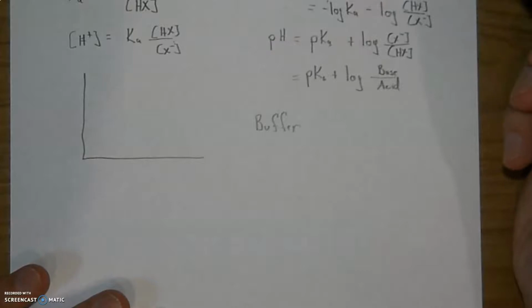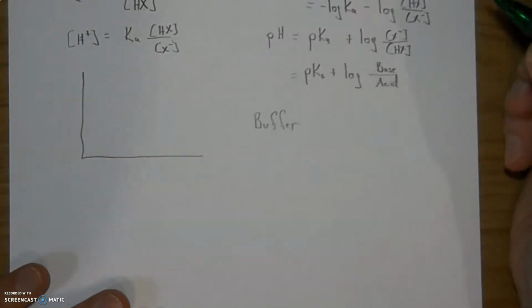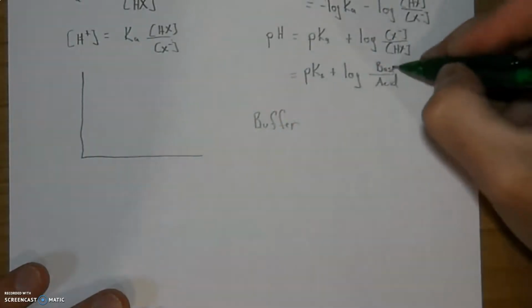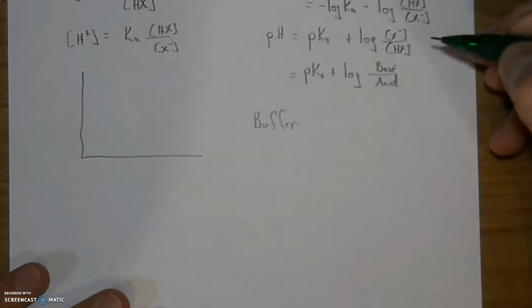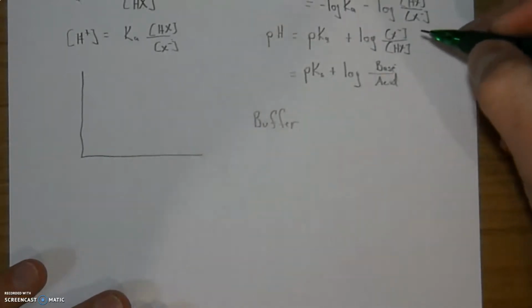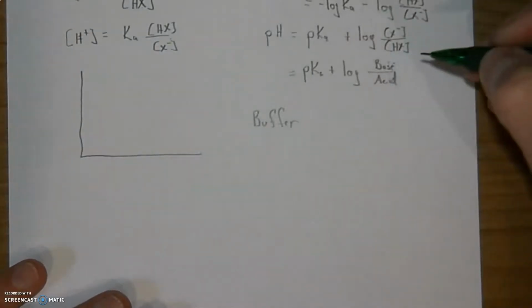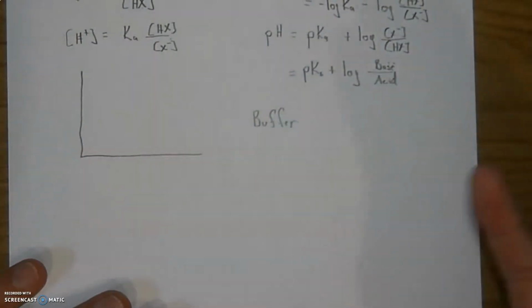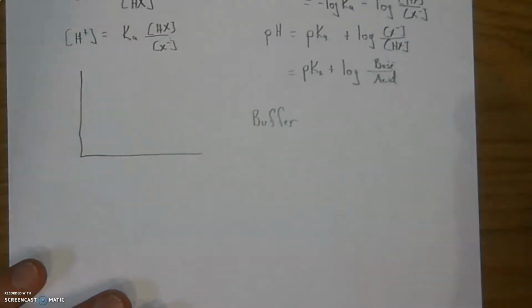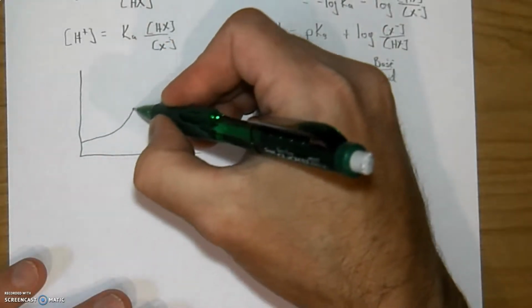Buffers are things that resist changes in pH. And you do that by having two things that work really well. They don't have much effect on the pH themselves. A weak acid doesn't dissociate well. Its conjugate base also doesn't accept hydrogens very well. So when you're dealing with a buffer, you typically want a match of a weak acid and a conjugate base.